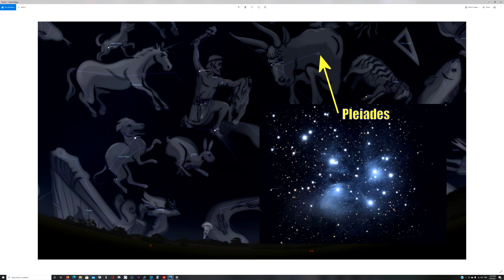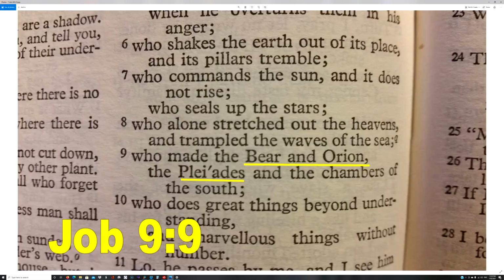There's a picture of it now. It's called the seven, but it's the seven brighter stars that they usually point out. So, importance of the Pleiades. In Job 9:9, the Bear and Orion; the Bear, Ursa Major or Ursa Minor, the Big Bear and the Little Bear, are constellations right up near the pole star. So we have the Bear, Orion, and Pleiades mentioned in Job 9.